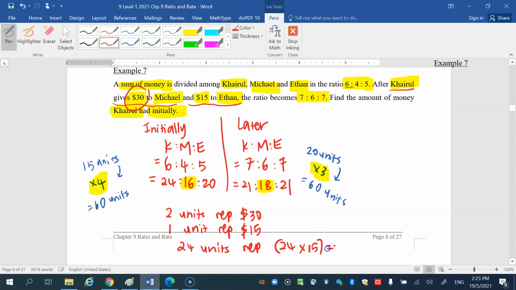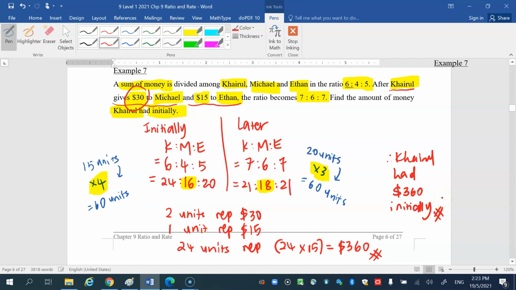Final answer is $360. So Khairul had $360 initially. If you want, you can write a statement. Just to be clear, Khairul had $360 initially.